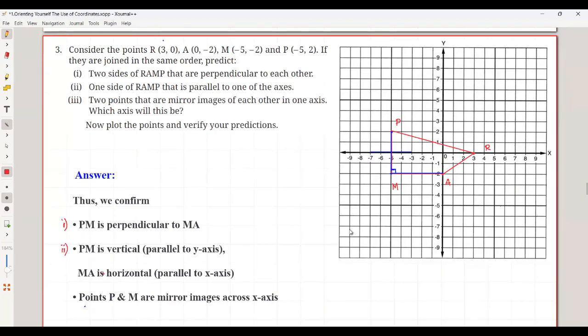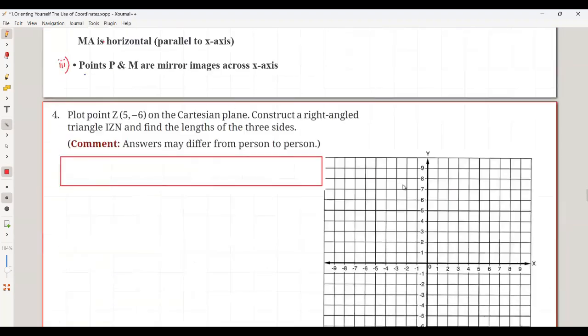Third one, they are asking for the mirror image. That is, P is the mirror image of M. So P and M are mirror images. So now this is the answer for the third one. Right, so we're just moving on to the next question.